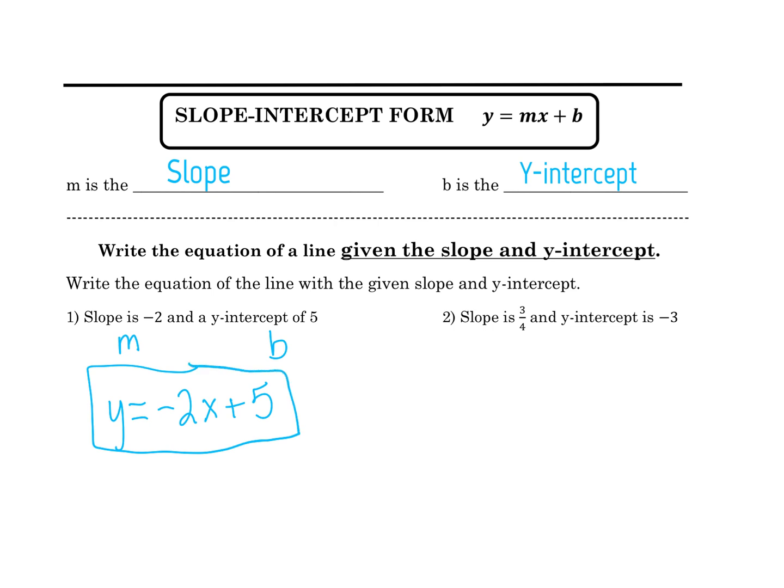Second example. You can go ahead and try it. The slope is 3/4. So go ahead and start building your equation. The y-intercept is negative 3, which is your b. So you should have y equals 3/4 x minus 3.